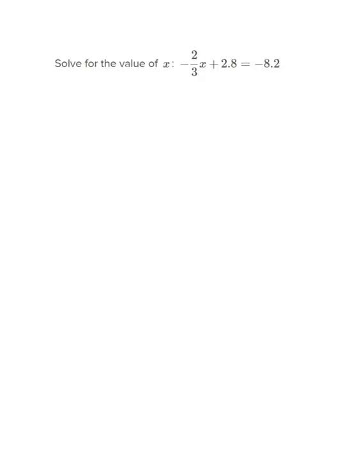Here's our first example. The directions say to solve for the value of x. Negative 2/3 x plus 2.8 equals negative 8.2. The first step to solving this equation is to do the opposite of adding 2.8, which is to subtract 2.8 from each side of the equation.